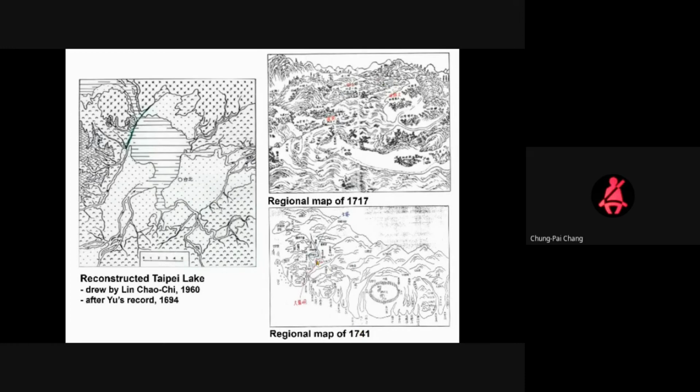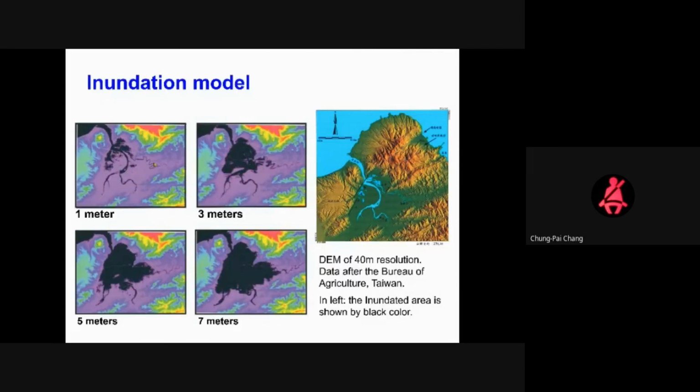So we know that maybe this is a cycle. Once the earthquake occurred, and then subsidence along this fault, and then the Taipei Lake was generated. And then several years later, this lake was filled by the sediments, and then the people came back to the basin. So this is a model. We just show you if the displacement is 1 meter, 3 meters to 7 meters, how large the Taipei Lake is or will be. And we think 3 meters is large enough to generate such a big lake.